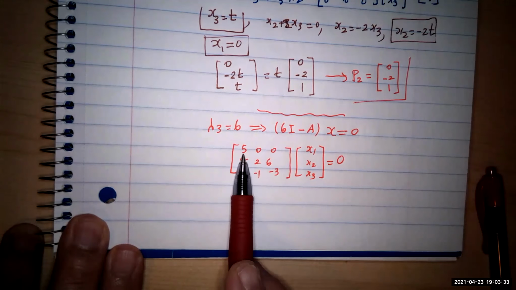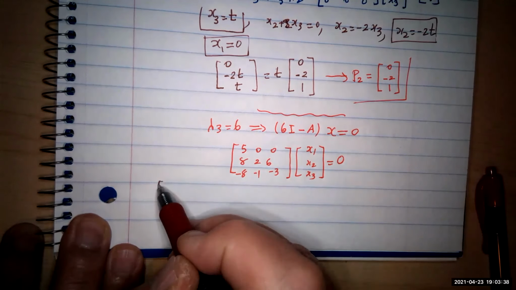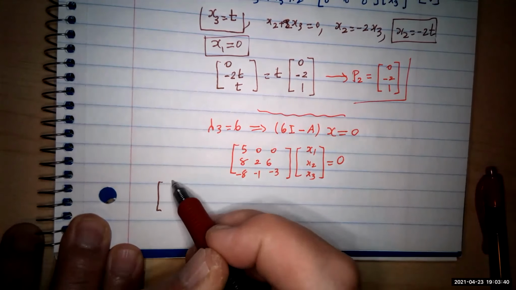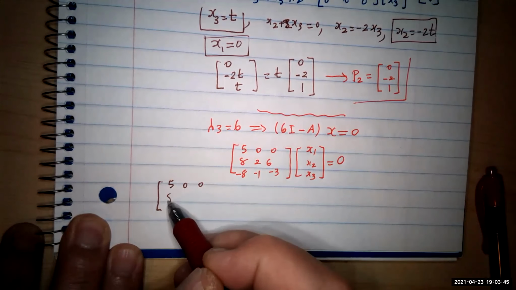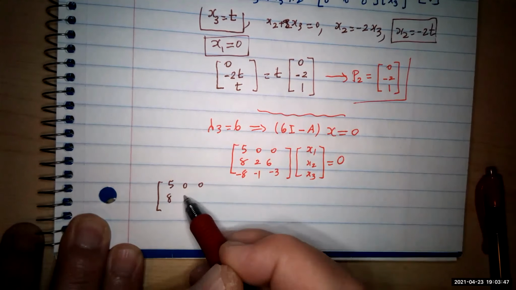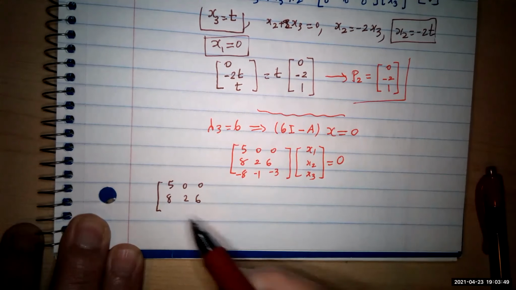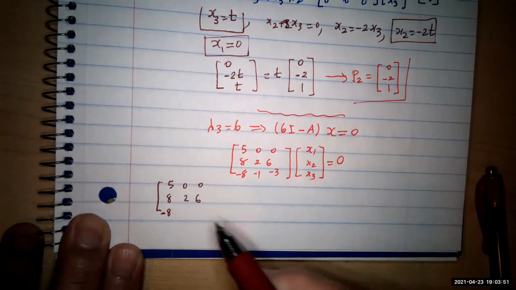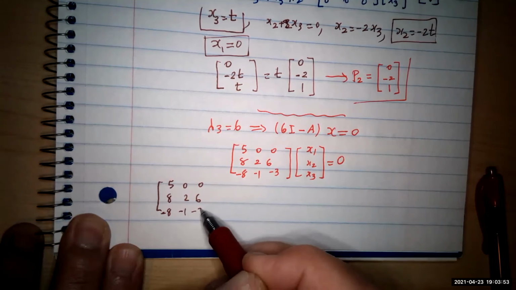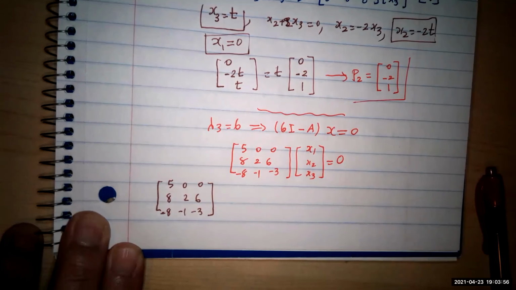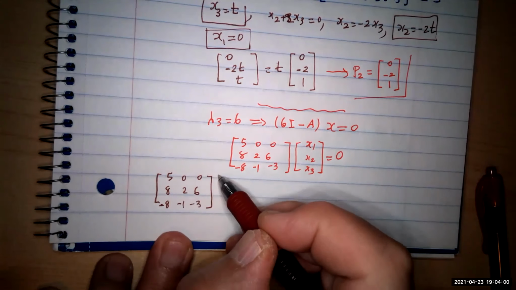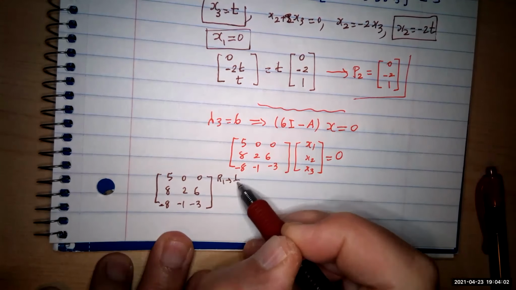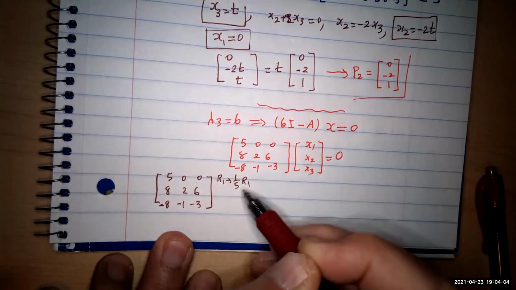We just divide this one by 5 quickly to get the number. So this is going to be the matrix in question. You have to work with this one. And this is again 8, 2, 6, and the negative 8, and this is a negative 1 and negative 3. This is the matrix in question. So we are going to divide the first part by 5. So R1 is 1/5 of R1.